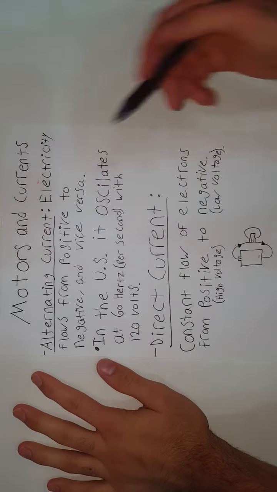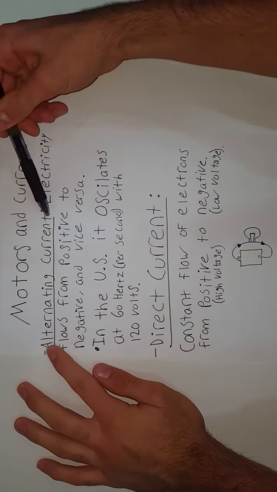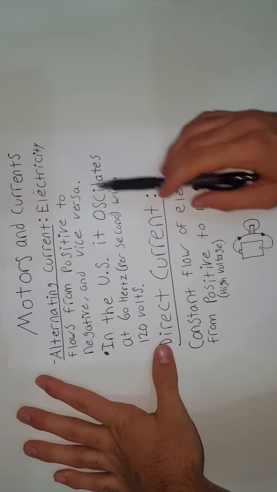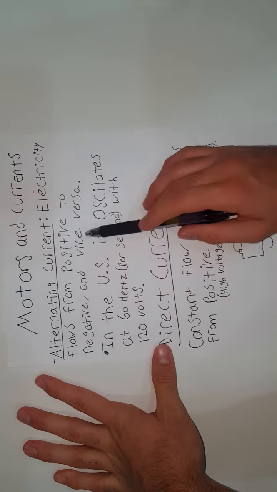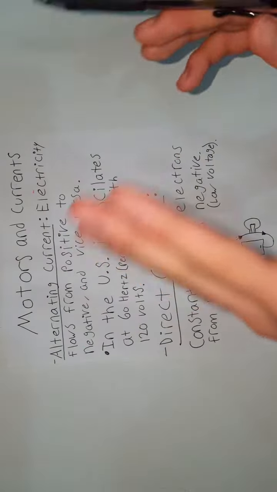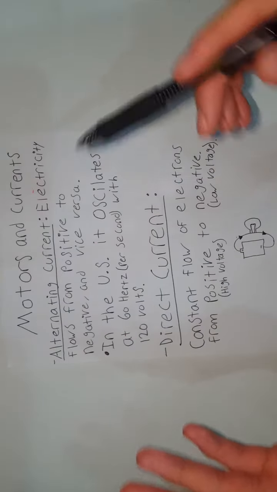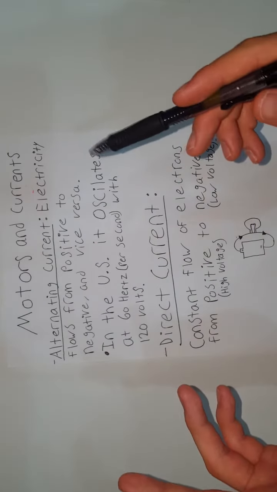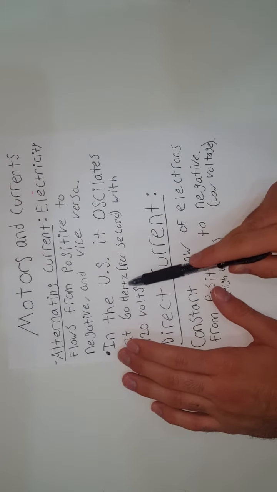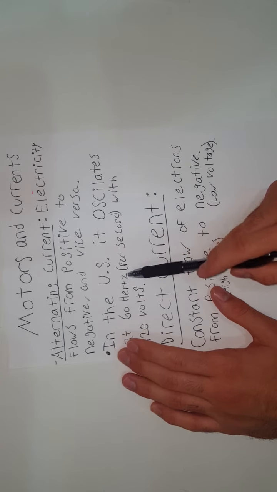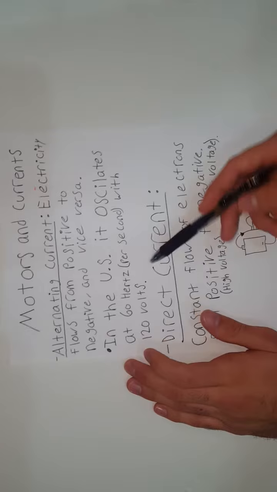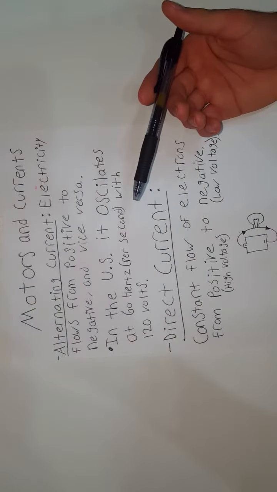Okay, now that we understand magnets and electricity, we can move on to motors. So in a motor, there are two types of currents. There's alternating current and direct current. In alternating current, the electricity will flow from positive to negative and vice versa, in the sense that if you have a battery, it will be moving from positive to negative and then negative to positive, back and forth 60 times every single second. Well, this is the standard in the United States, as it oscillates at 60 hertz, which is the measurement for the amount of times that the electricity oscillates. And it's at 120 volts, which is how much electricity is going through the wire.